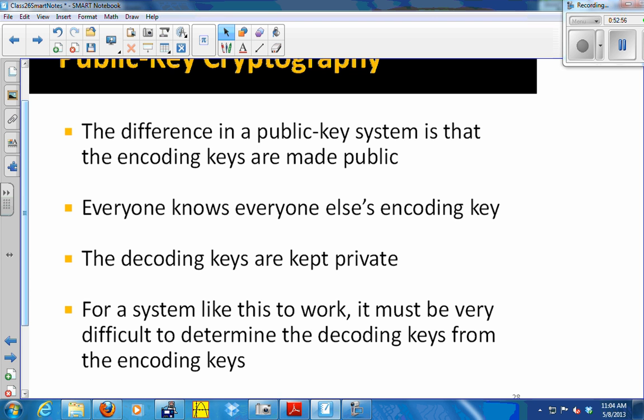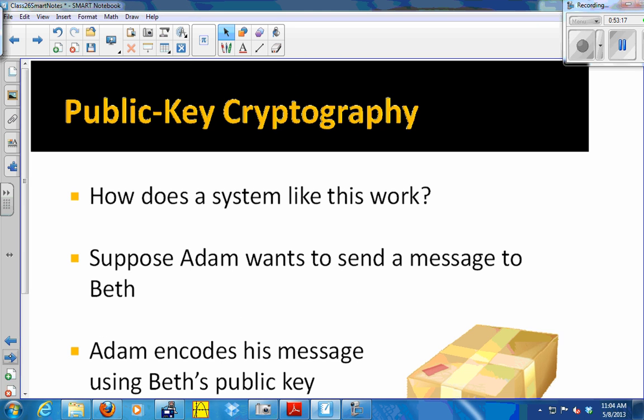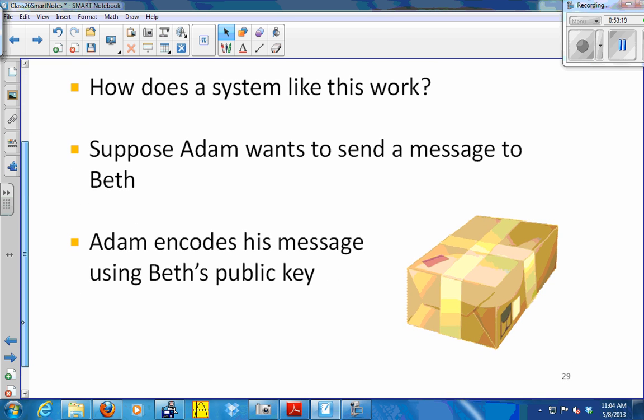So everyone knows everyone else's encoding key. Everyone posts in some public space how to send them an encoded message. And then you have your own private decoding key that only you know. And it's too difficult to figure out the decoding key from the encoding key in a timely manner. So this is sort of how it works.